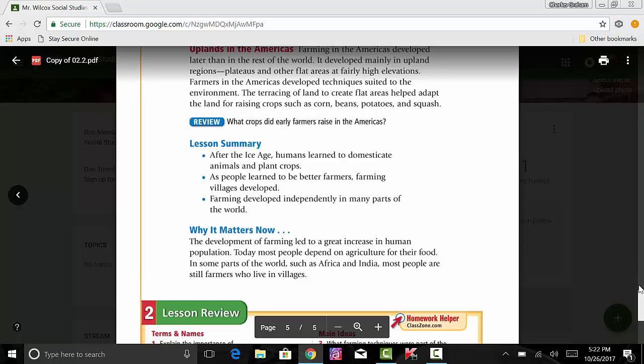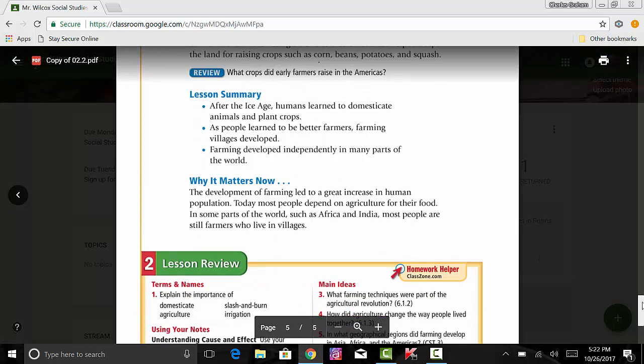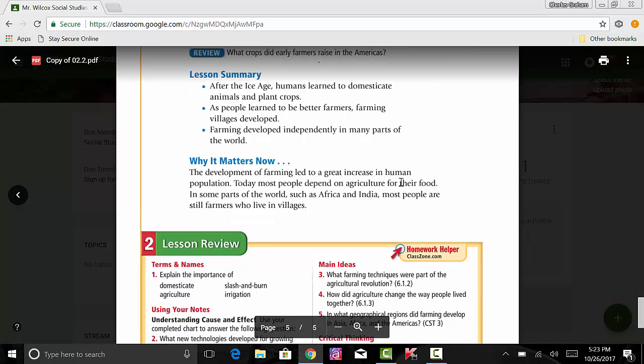Why bother to study this stuff that happened a long time ago? Well, it's because it still makes a difference today. We actually still live in very similar ways. So it helps us to better understand the world around us.